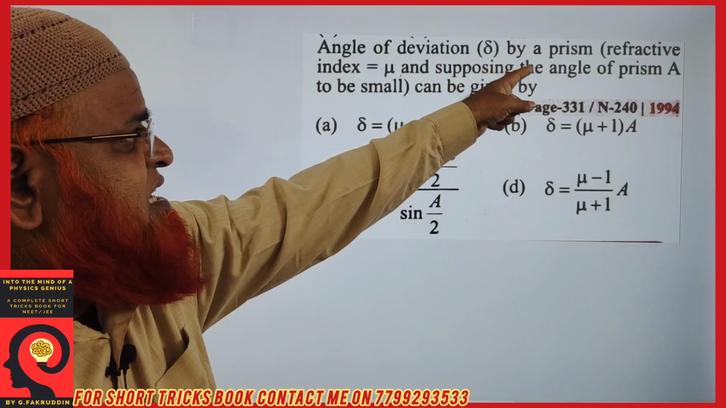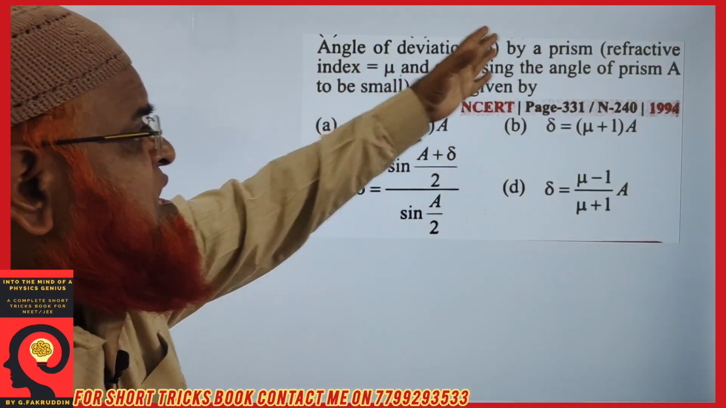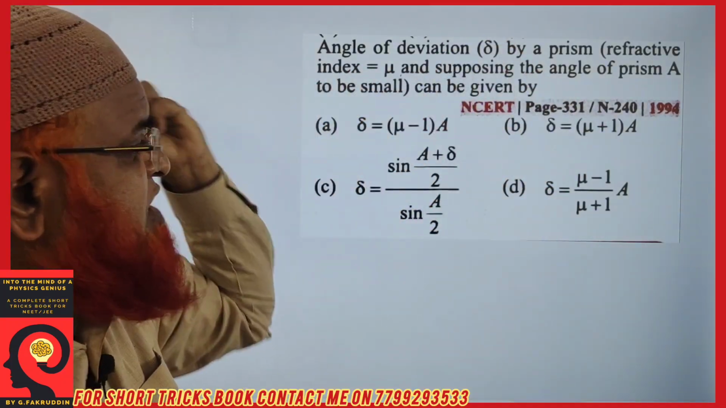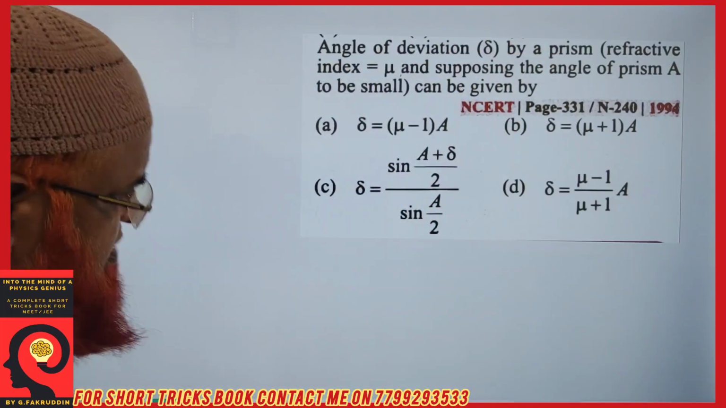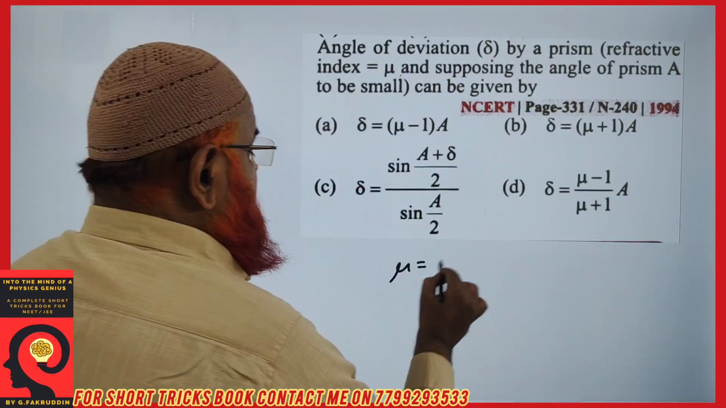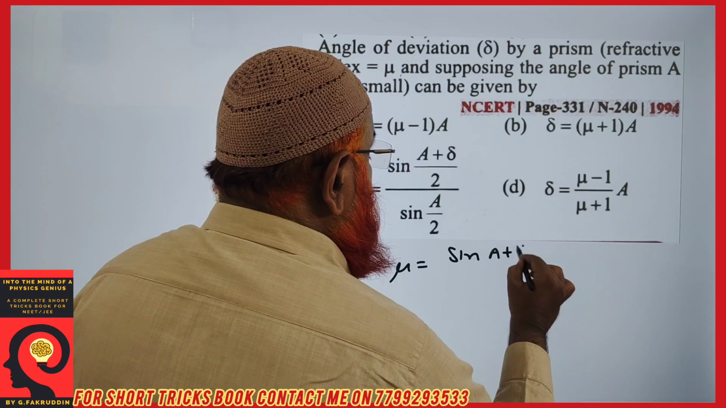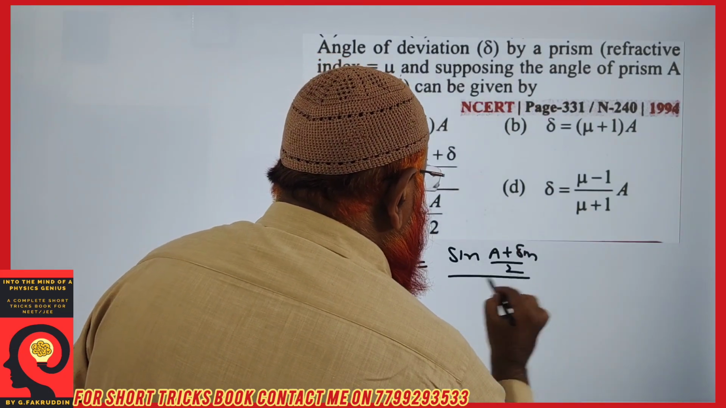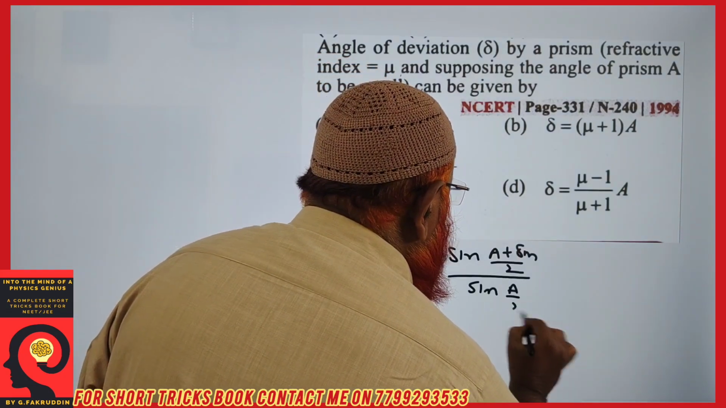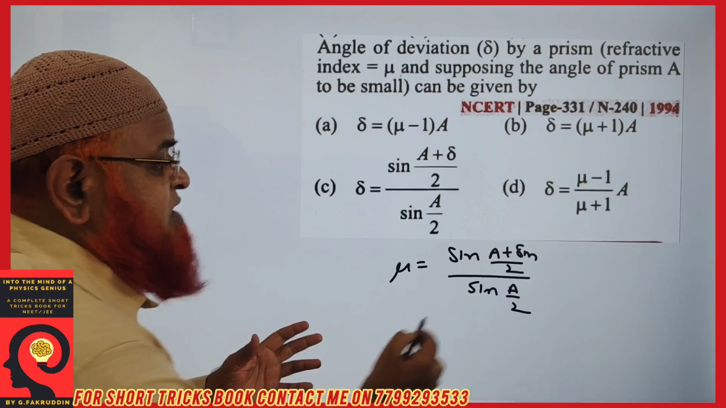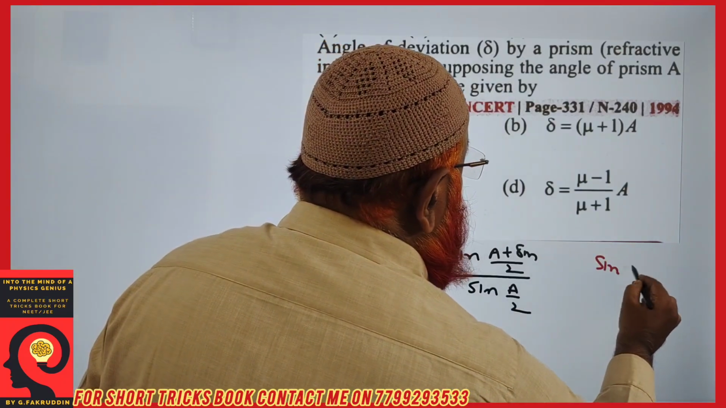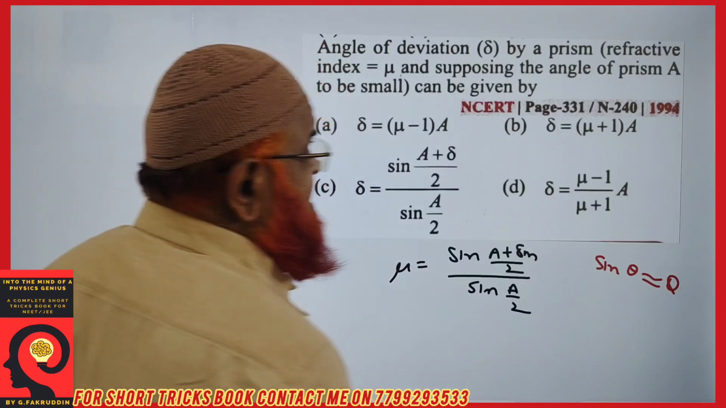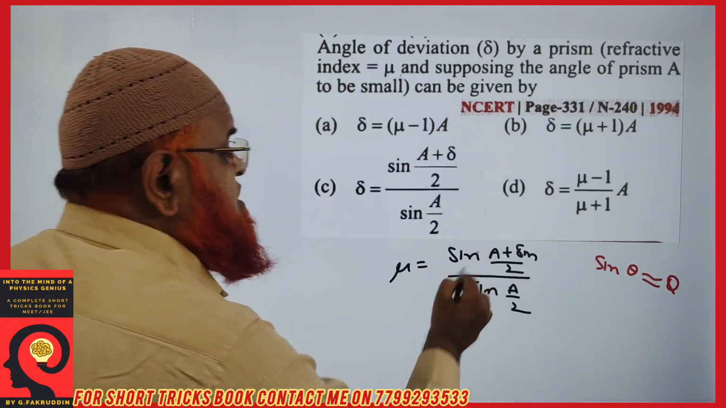The angle of deviation is delta for a prism of refractive index mu, supposing the angle of the prism is very, very small. It's a very small prism. You can just use the general formula sin (A plus delta m) by 2 divided by sin A by 2. And for small angles, we can take sin theta approximately equal to theta. That means we can remove the sin, these two we can remove.